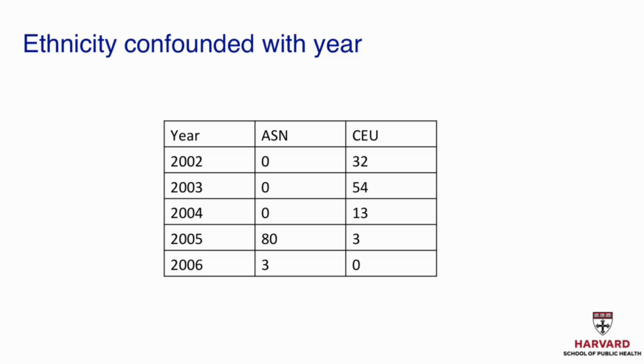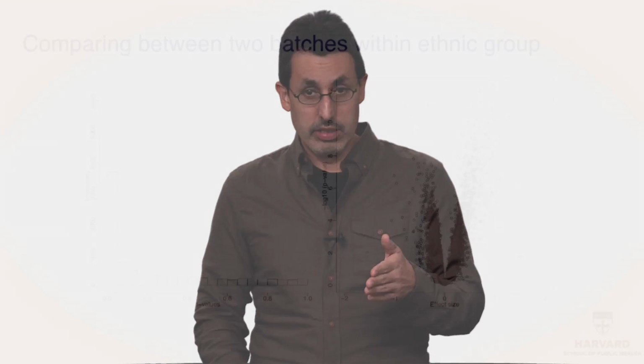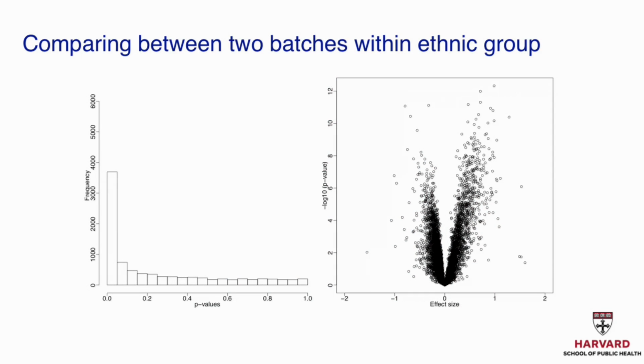So to show how this can happen, we're going to take two batches. We're going to define them as batches. We're going to take October 2005 and compare it to June 2005. And we're going to stick to one ethnic group, so we're not going to have the two. We're just going to have one of them. And we're going to do the same analysis. So when we do this analysis, the only difference is the date. And when we compare genes from one batch to the other, we again get many, many differentially expressed genes.